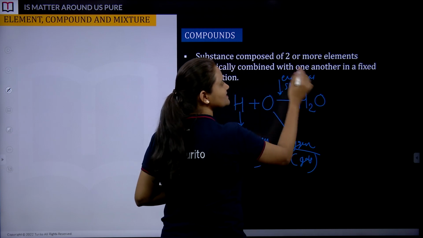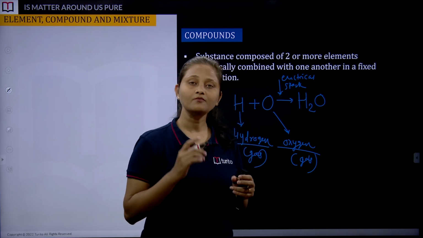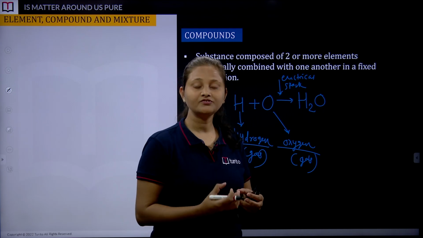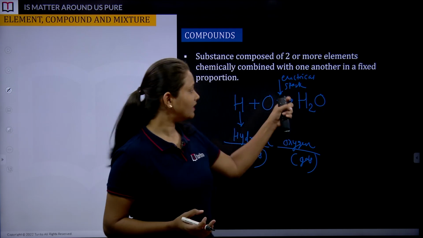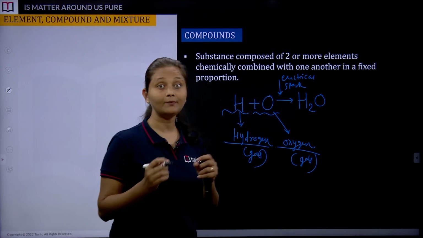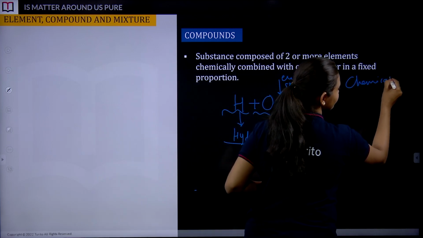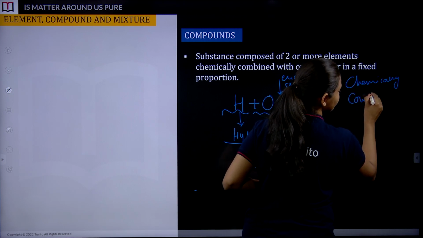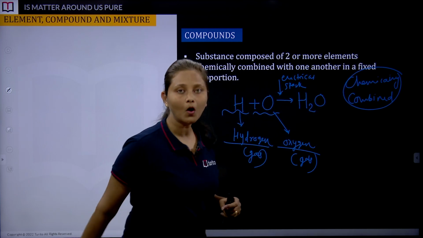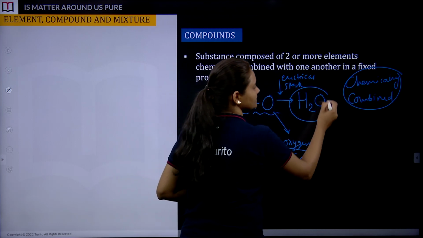So what is this favorable condition, student? Try to understand. Whenever a chemical reaction happens, we need to supply a favorable condition for that chemical change to happen. So here, with the help of electricity, hydrogen and oxygen are going to get chemically combined. There will be formation of a bond between these two pure substances to get you what?